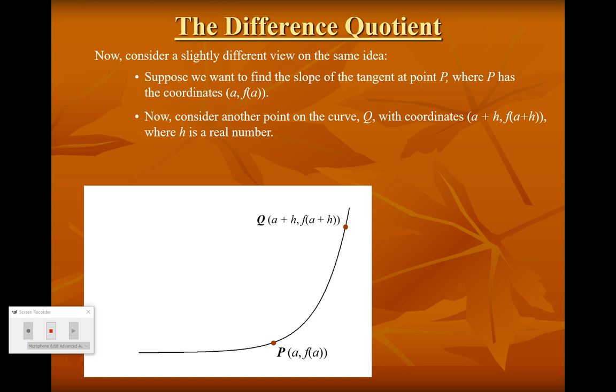Depends on the question: 0.01, 0.001. We'll figure that out later. We'll work on that later. And then to get the function value there, we take whatever a plus h we've chosen and sub it in to get the y value.